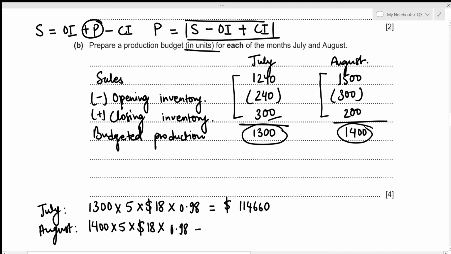So for the month of August, the expenses relating to raw materials is 1400 times 5 times 18 times 0.98, which results in the total amount of 123,480. And these are the expenses regarding raw materials, meaning that these are the payments made. So this should be recorded in our payment section under the heading of raw materials. Let's do that.